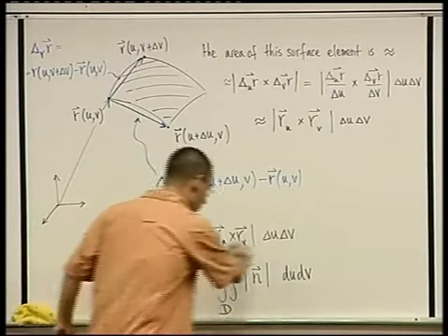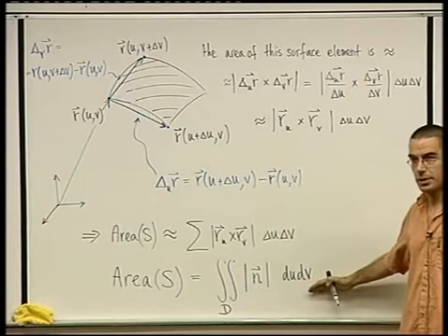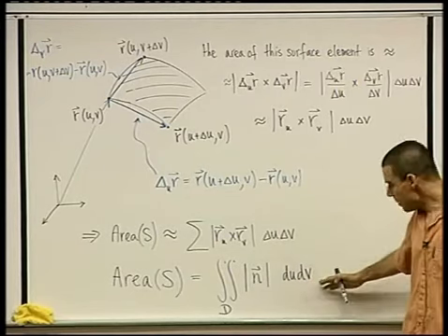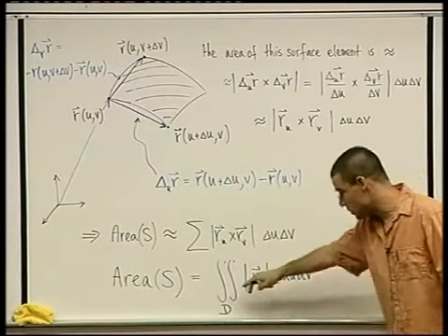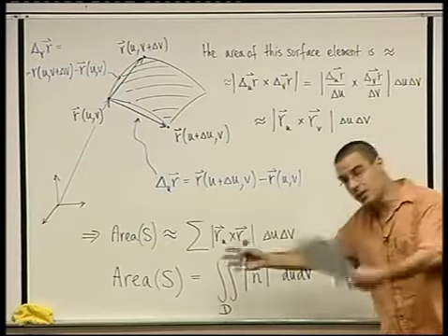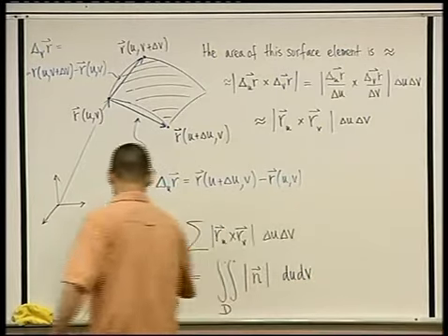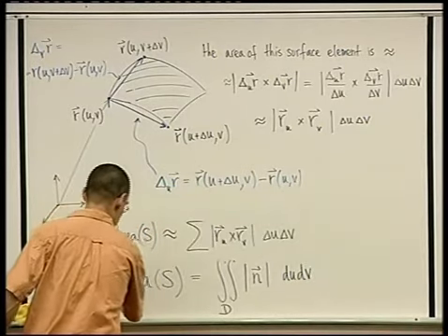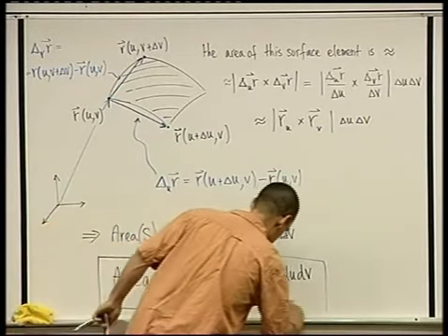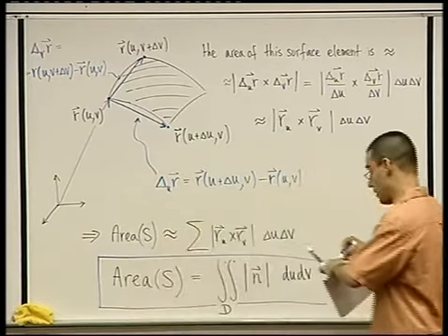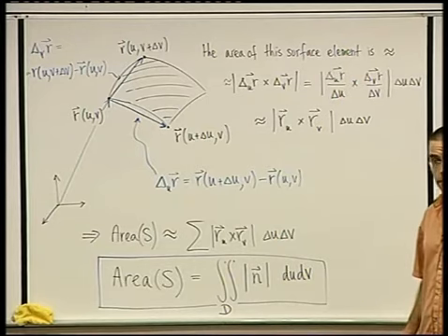And note that all of this calculation is happening in the parameter space. Everything here is in u's and v's, in R2, that's why it's a double integral. And what we get is the area of the surface which we parametrized. So this gets a nice blue box. This is how we find the area of a surface. Good? Questions?